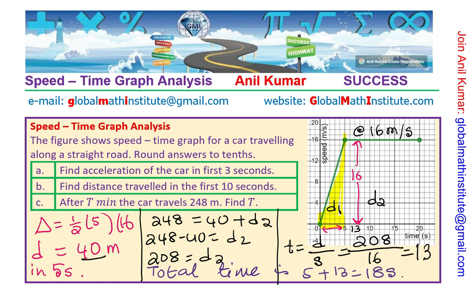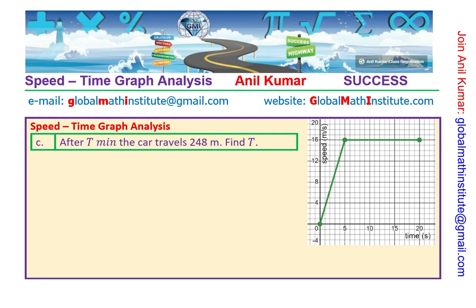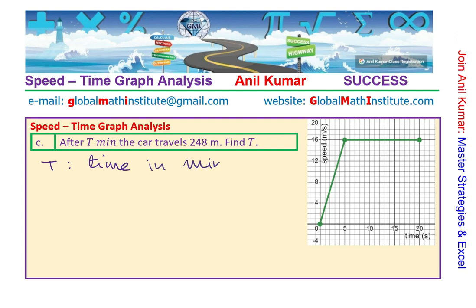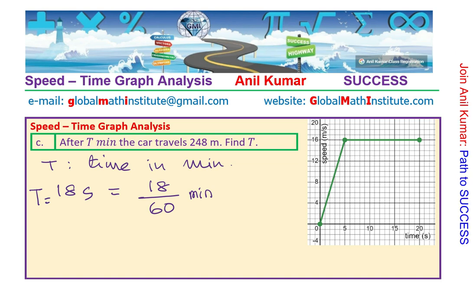Perfect. So now let's move on and convert 18 seconds to minutes because t is time in minutes, correct? So 18 seconds will be equal to 18 divided by 60, and then you get time in minutes. So that is the value of t which we are really looking for. Perfect. You have to write it in minutes. So you can now simplify this. Dividing both by 6, we get 3 over 10 minutes, and to one decimal place we get 0.3 minutes.